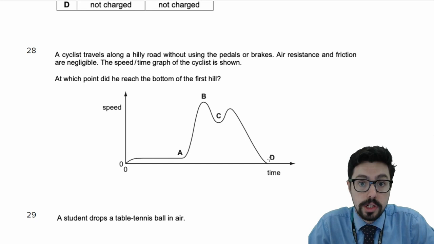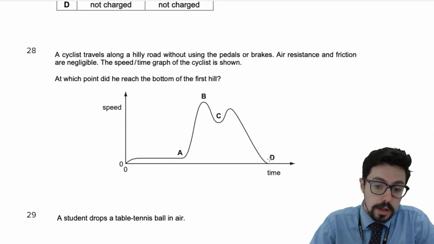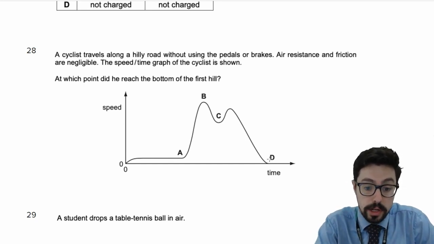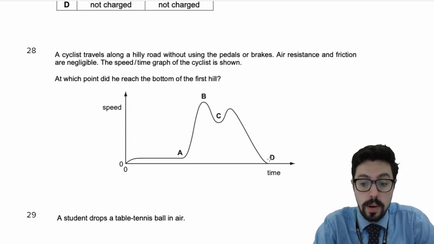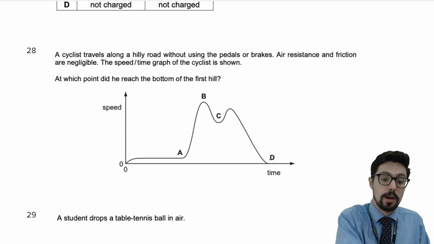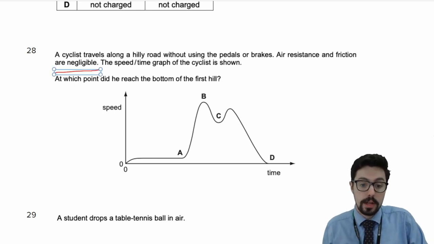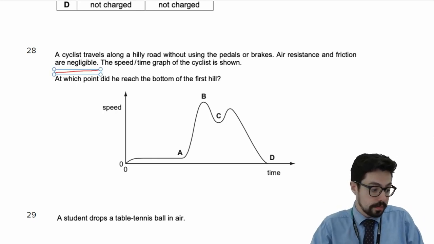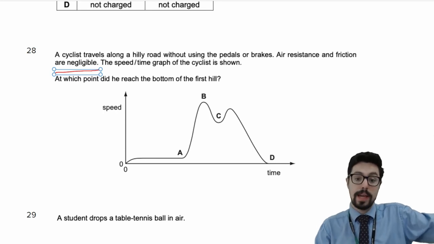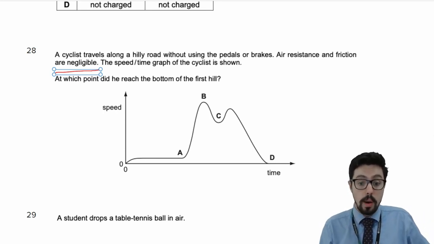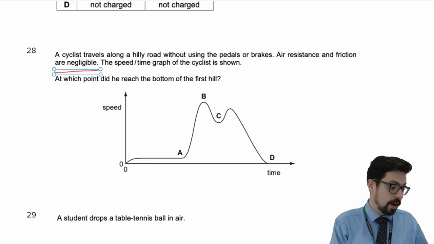Okay, so we're going to look at question 28 now. In question 28, we've got a cyclist travelling on a hilly road. There's no air resistance and no friction. It says they are negligible here. Okay. So we're shown a speed time graph. And what we need to think about here is, at what point has he reached the bottom of the first hill?